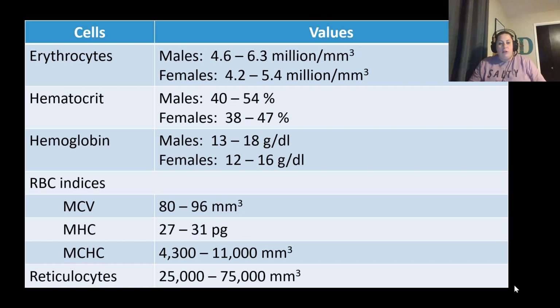Reticulocytes are the immature red blood cells, and we should still have some of those because they're the ones being trained. We just don't want as many of them as regular red blood cells, because then we would have too many trainees out there. All right, so this is what we're looking at. Erythrocytes are the number of red blood cells. Hematocrit is the percentage of the blood that the red blood cells take up. And hemoglobin is the protein that helps the red blood cells carry oxygen.